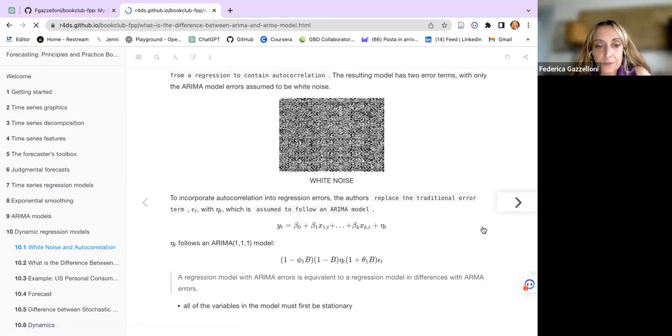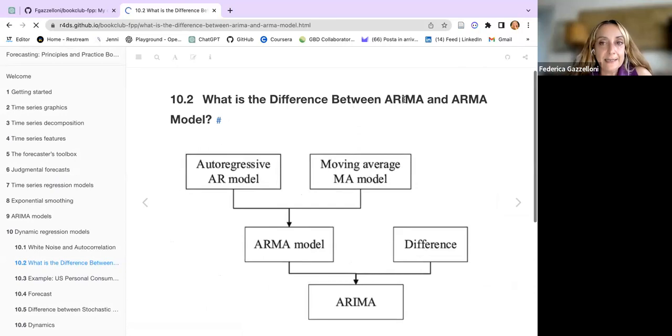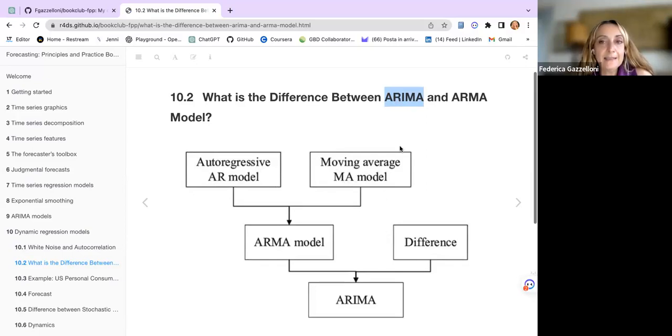Okay, let's go forward. If we can turn the page. Basically, what is the difference between an ARIMA model and an ARMA model? We know that the composition of the model name has a meaning. So AR means autoregressive. MA means moving average. And this I in the middle between the two, as Ricardo explained beautifully, is the difference. So basically the difference between an ARMA model and an ARIMA model is the difference. The difference in this case is the lag, the difference between time periods of the time series.